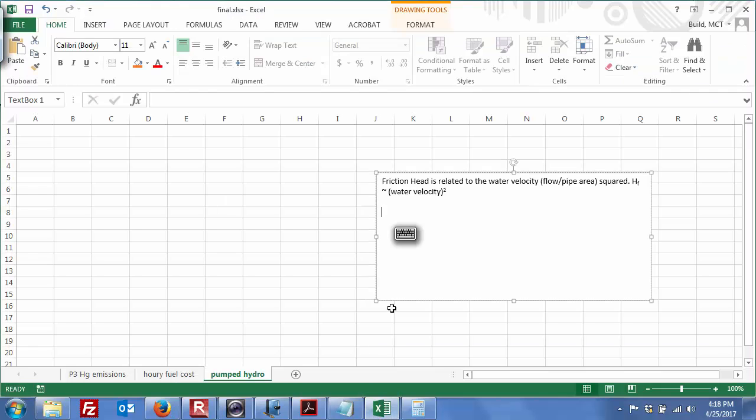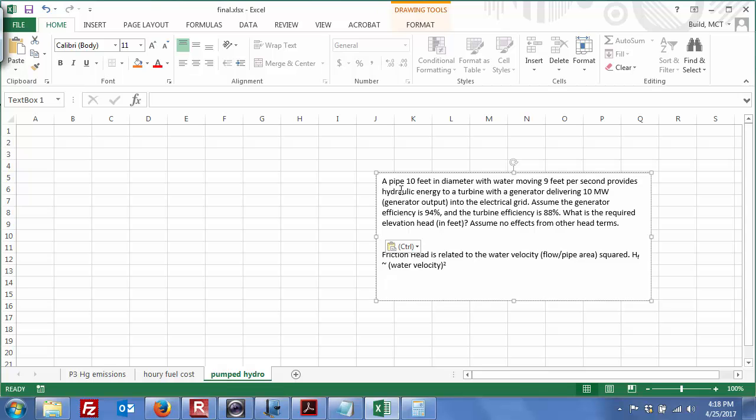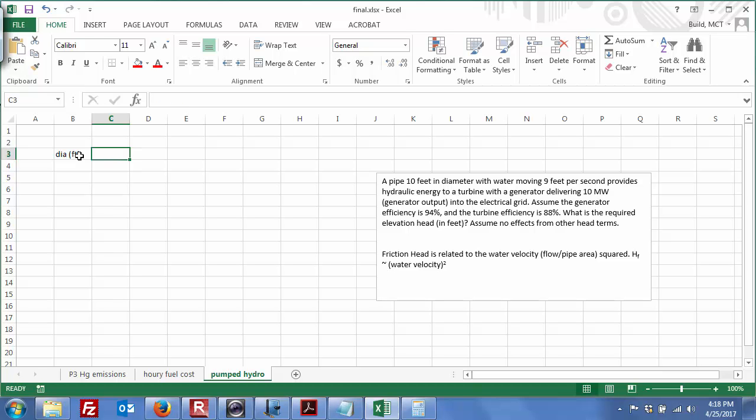Okay, what was that? Okay, so here's diameter, feet, 10. Speed, FPS, feet per second, 9. Provides hydraulic energy to a turbine running at 10 megawatts.